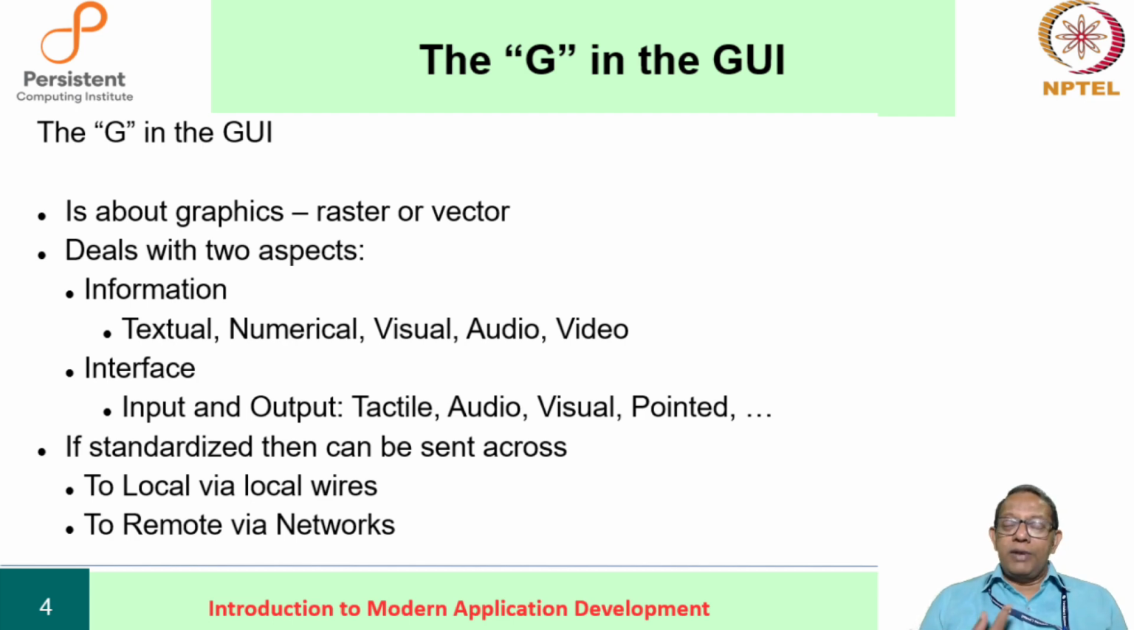Information is of various kinds. It could be textual, it could be numerical, it could be audio, it could be visual, it could be video. By visual I mean an image or a graph or a thing like that. Our video is more motion oriented. On the interface side, we have a variety of input-output mechanisms ranging from touch, tactile, to pointing devices, typically a mouse, audio, video, and so on and so forth.